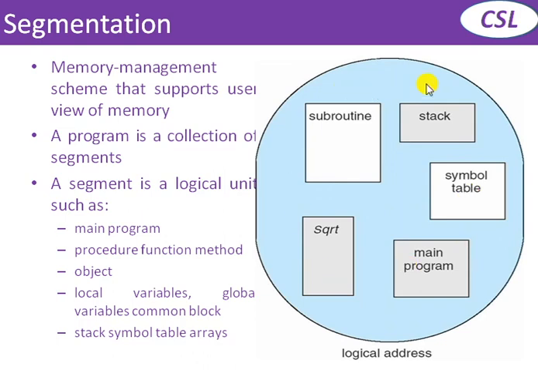This is a logical view of a program. A program consists of a main method, subroutines, SQRT, some user defined function, some stack area and a symbol table. We divide the program in such a way that each unit works independently. One more important point is that all these segments do not have the same size. In paging, every page has the same size, but in segmentation, each segment has a different size, depending on the logical unit.